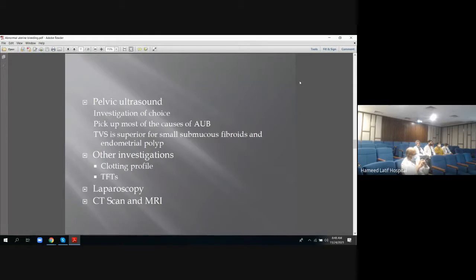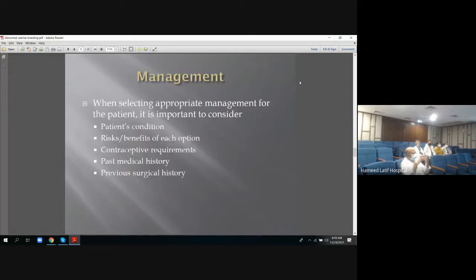Laparoscopy is not a routinely indicated investigation, but it can be done in the cases where the nature of pelvic mass is difficult to assess on the ultrasound. CT and MRI are only indicated where pelvic malignancies are suspected. I don't really think laparoscopy would help anywhere in abnormal uterine bleeding.